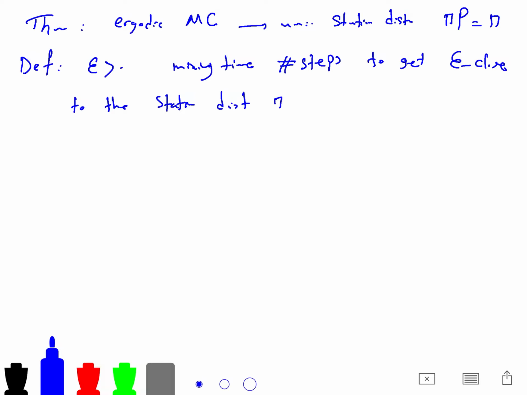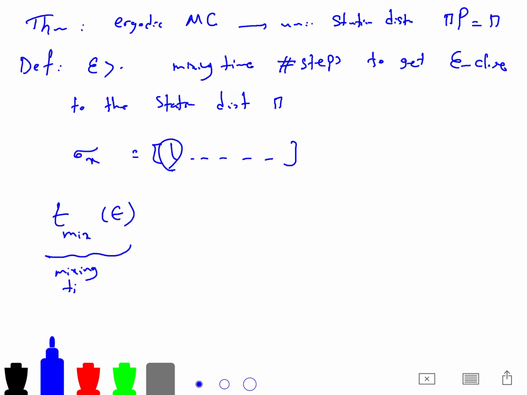And for starting states, let's say sigma x is, for example, 1, 0, 0, 0, 0. It means that we start at state 1 with absolute 100% probability. So this is an example of an initial distribution, a starting distribution. And the important concept in all random walks is T mix of epsilon. We call it the mixing time.